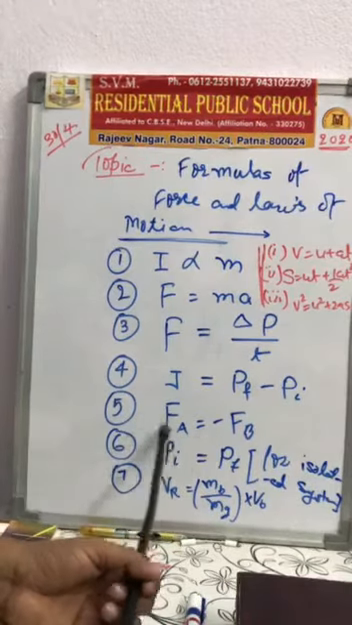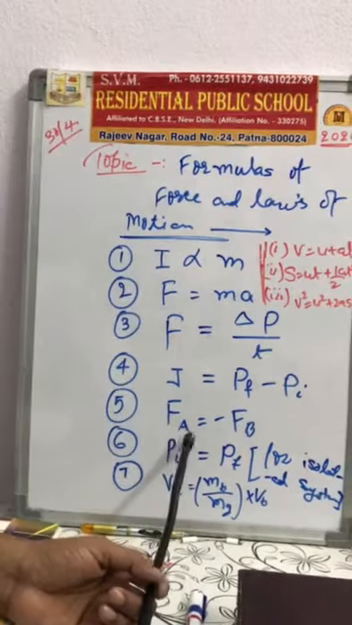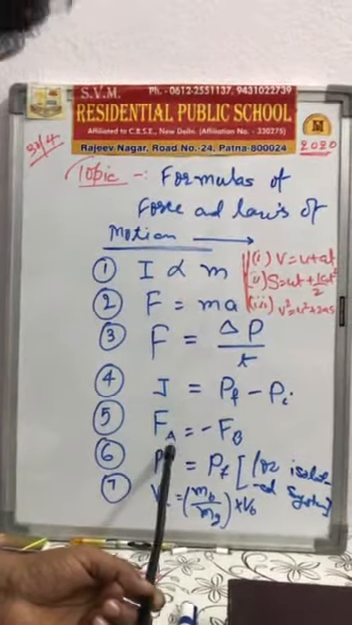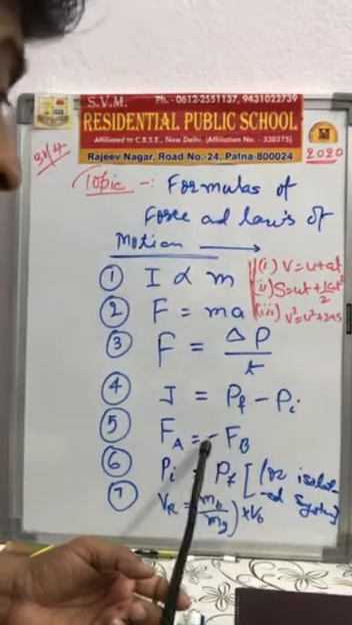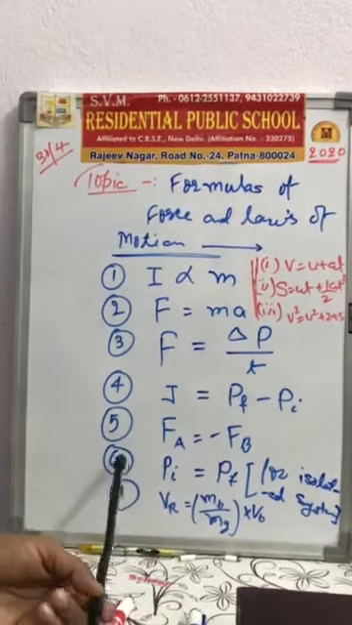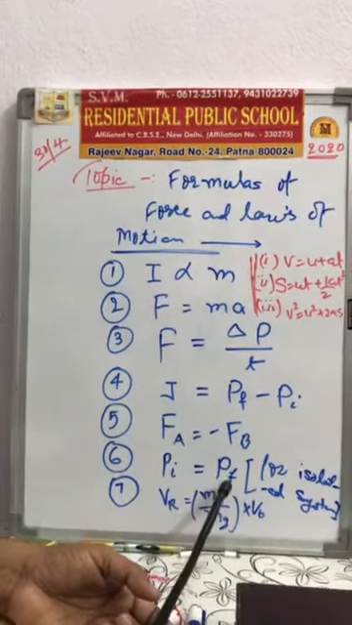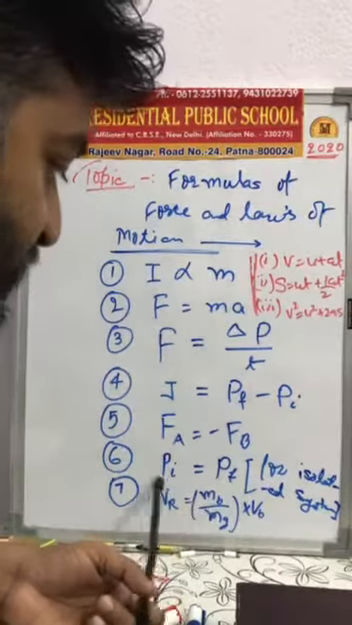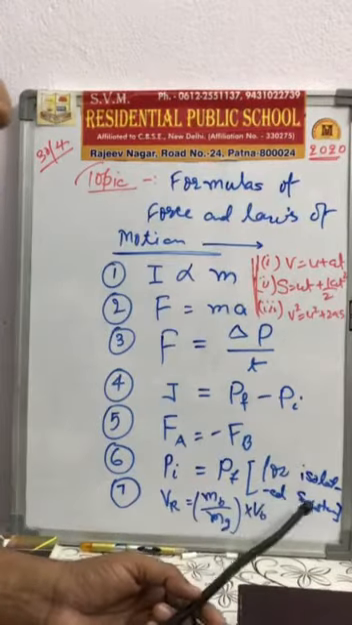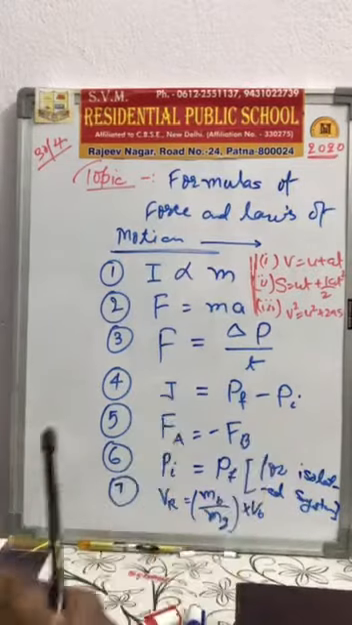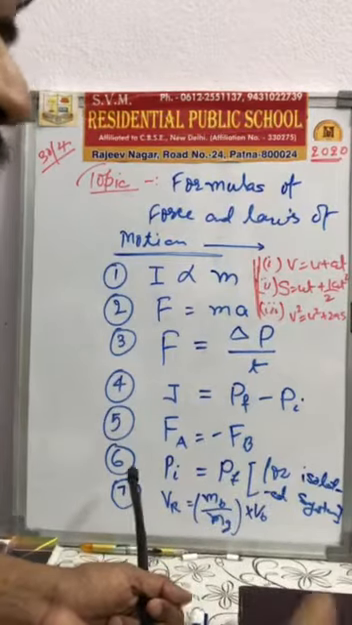Now the fifth formula: if we have two bodies A and B and they collide with each other, then the force by A on B is equal in magnitude to the force by B on A, but they are different in their directions. The next formula is P initial is equal to P final. That means initial momentum is always equal to final momentum. This stands for the conservation of momentum theorem, but only for an isolated system. If we take a two body system, then the initial momentum of the system is equal to its final momentum.